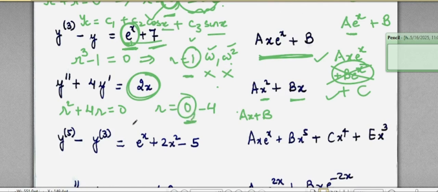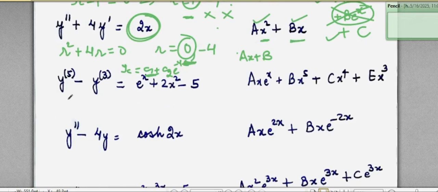Because yc will be what? C1 plus C2 e to power minus 4x in this case. So a C1 type constant term is already appearing, so you don't have to write plus c here. Only ax squared plus bx will be there. It's just special case 1, r equal to 0 is a root. Special case 2 is not applicable here, because minus 4 corresponds to e to power minus 4x, and that kind of term is not appearing on the right hand side. Moving on, look at y5.